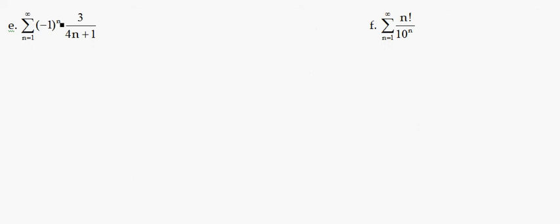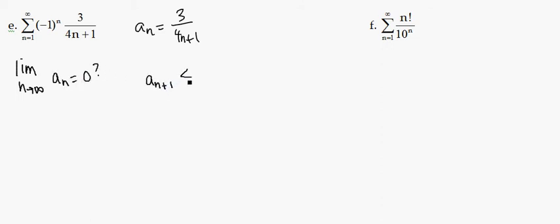This one is clearly an alternating series, so we could use the alternating series test, which is what I'm going to do. You could also try other tests, but let's just use the alternating series test. So here a sub n is 3 over 4n plus 1. So we're looking for two things. Does the limit as n goes to infinity of a sub n equal 0? And is the nth plus first term less than or equal to the nth term? So over here, the limit as n goes to infinity of 3 over 4n plus 1 is, of course, 0.